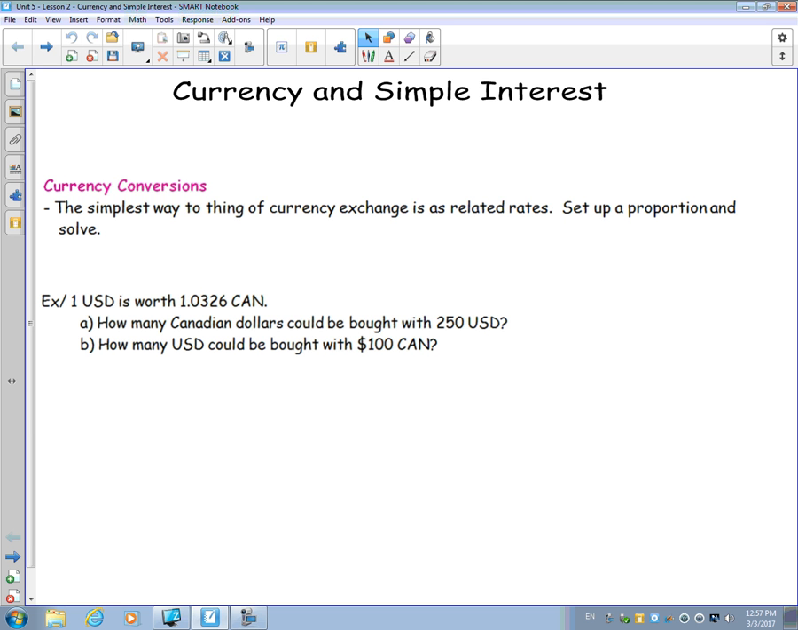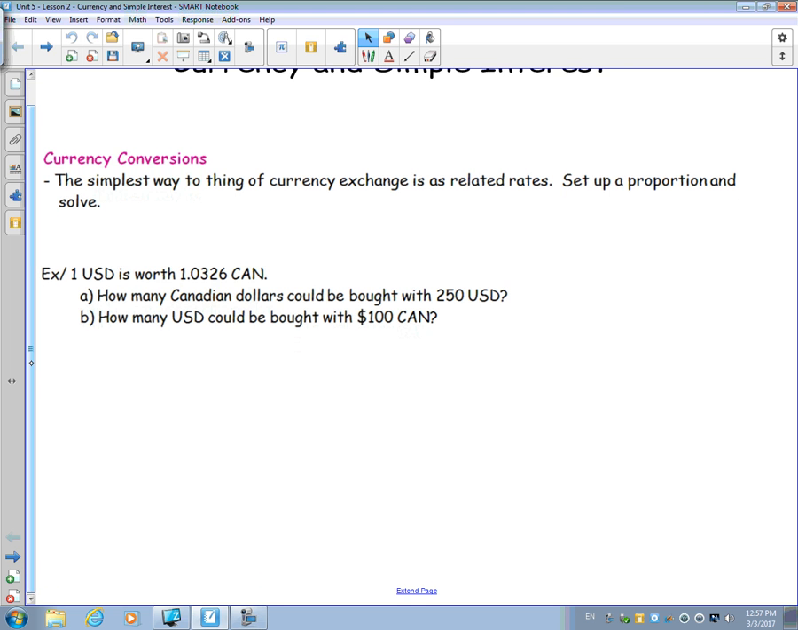We have Canadian dollars, we want to convert them into American dollars or pounds or euros or things like that. And we can do this by setting proportions. That's probably the quickest way. Okay. We're told that one US dollar is worth 1.0326 Canadian. So I can turn that into a proportion. One US dollar goes with 1.0326 Canadian.